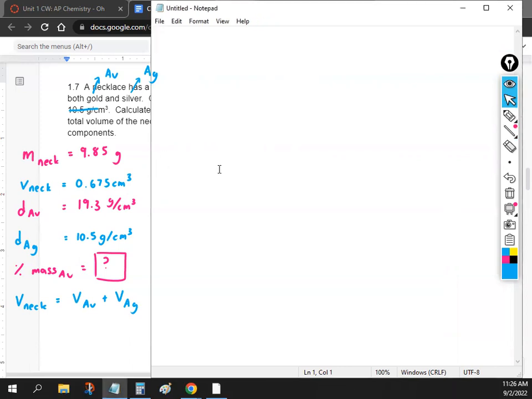Okay, so this is a very irritating problem because you have just so much stuff going on, right? You got mass, volume, density, and percent. Okay, so we always want to keep our eye on the prize. We want to look at what we are looking for at the very end. And we're looking for the mass percent of gold, right? So remember from our percentage formula, right? The percentage is always what you're looking for divided by the total times 100%.